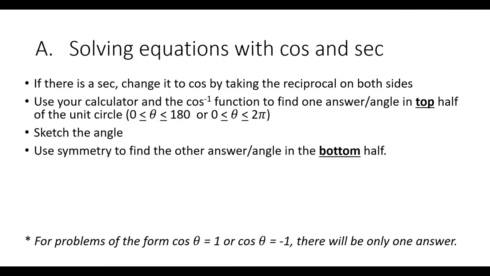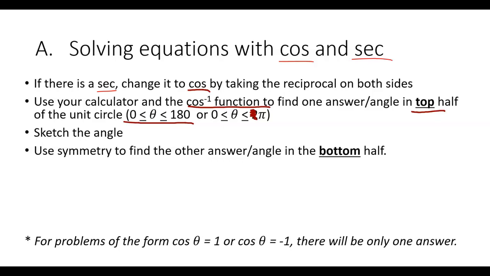So like I said, we're going to start by looking at cosine and secant, okay, because they're pretty similar. The first thing I want to point out is if you do have a secant, the very first thing that we're going to do is change it into a cosine by taking the reciprocal on both sides. After that, we've got a cosine and we're good to go. So once you've got a cosine, we're going to use our calculator with the arc cosine function to find one answer. But like I said, the calculator is only going to give us the answer from the top half of the unit circle. So it's only going to be giving us an answer from 0 to 180 degrees. And I'll change this later, but that's supposed to say pi.